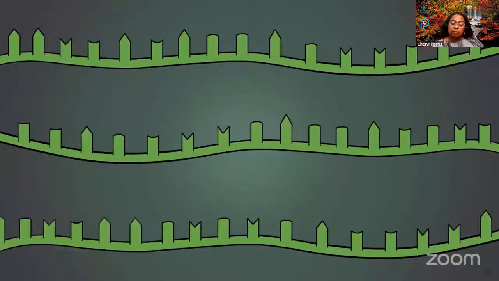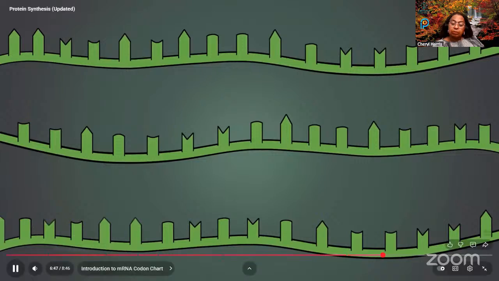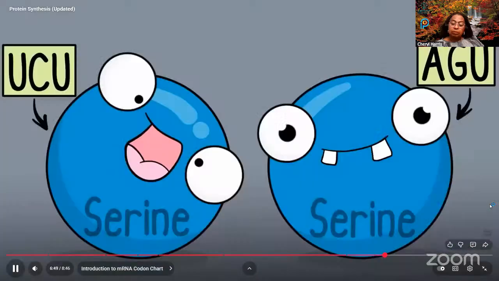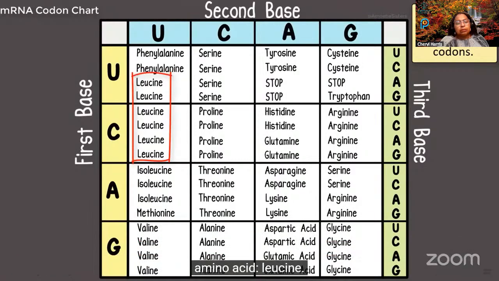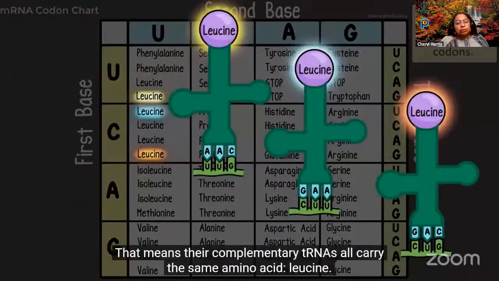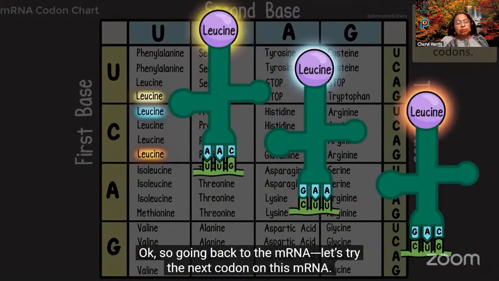There are many types of amino acids in the codon chart, but there are even more possible codon combinations. That means there can be more than one codon that codes for the same amino acid. For example, according to the mRNA codon chart, all of these mRNA codons here code for the same amino acid, leucine. That means their complementary tRNAs all carry the same amino acid, leucine.